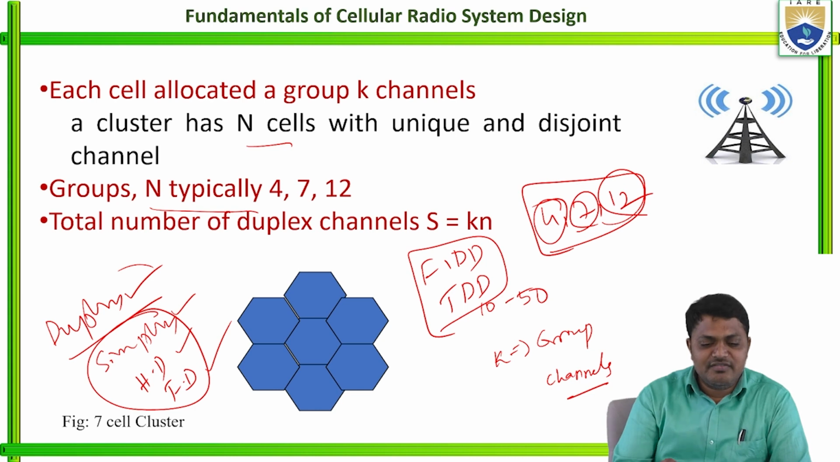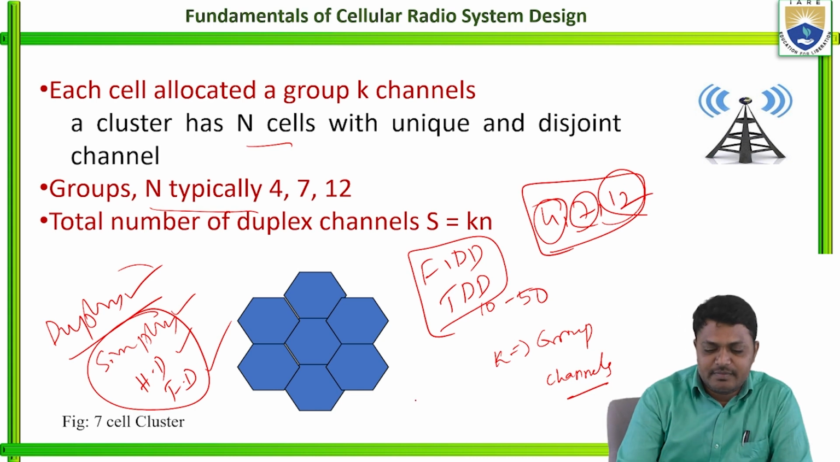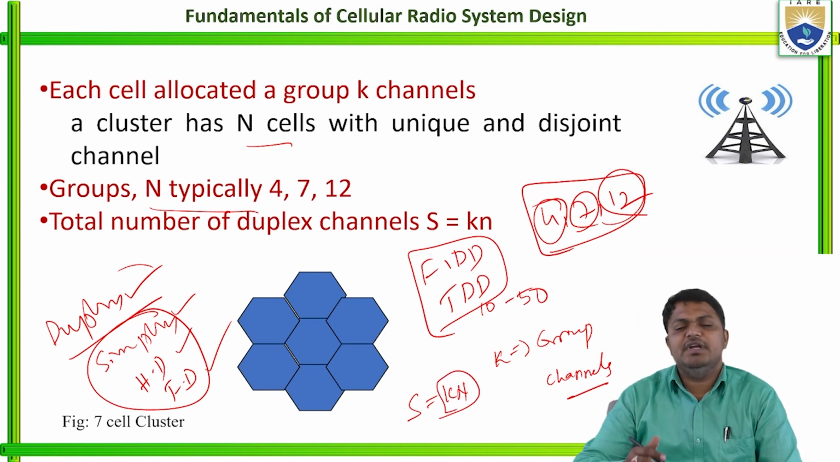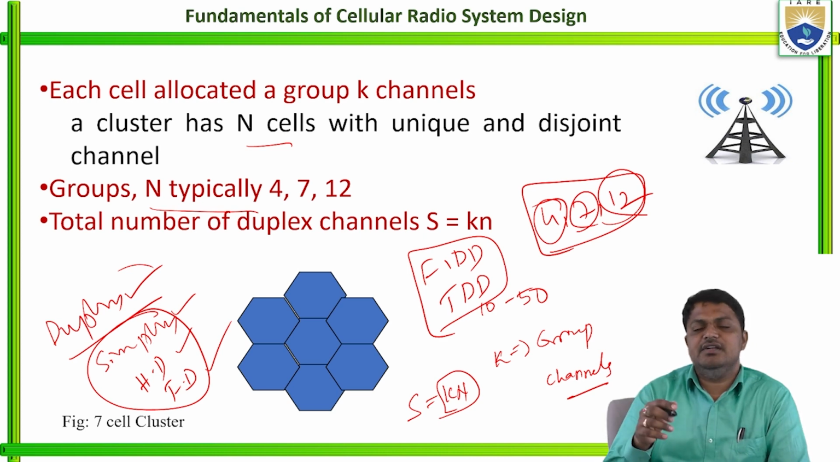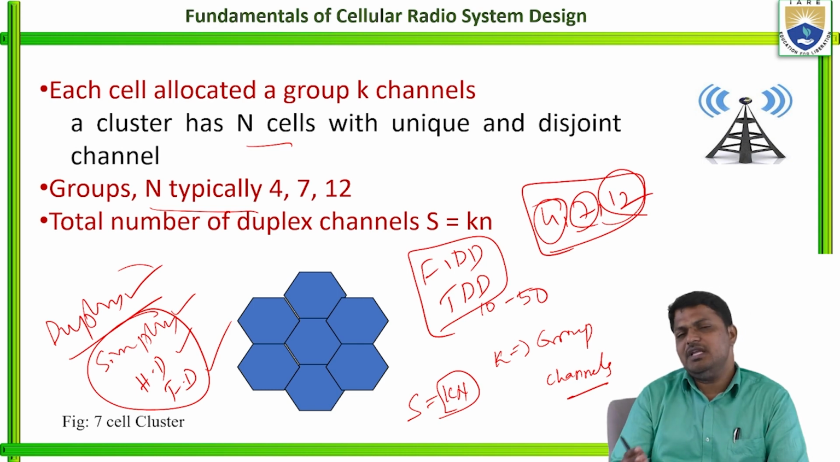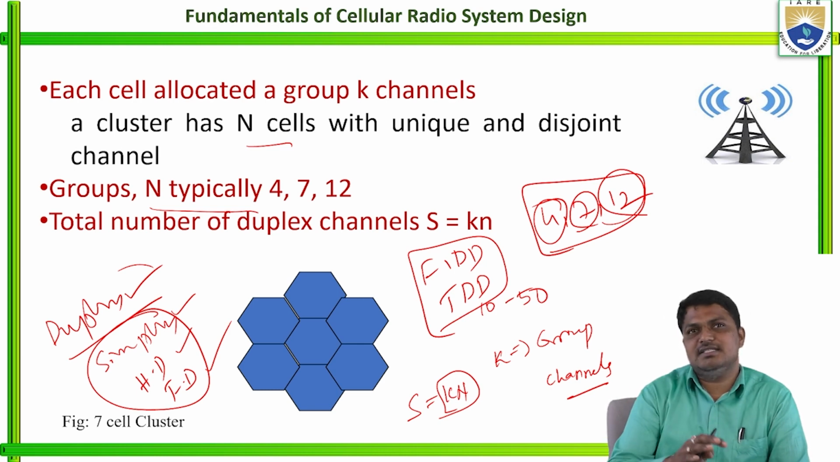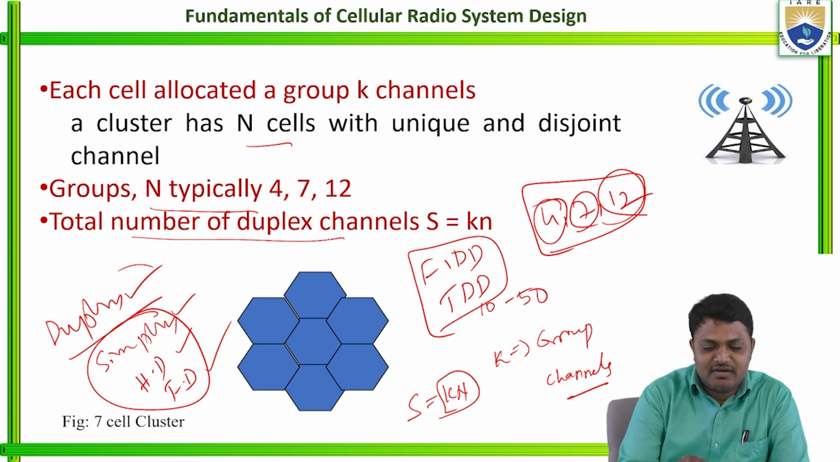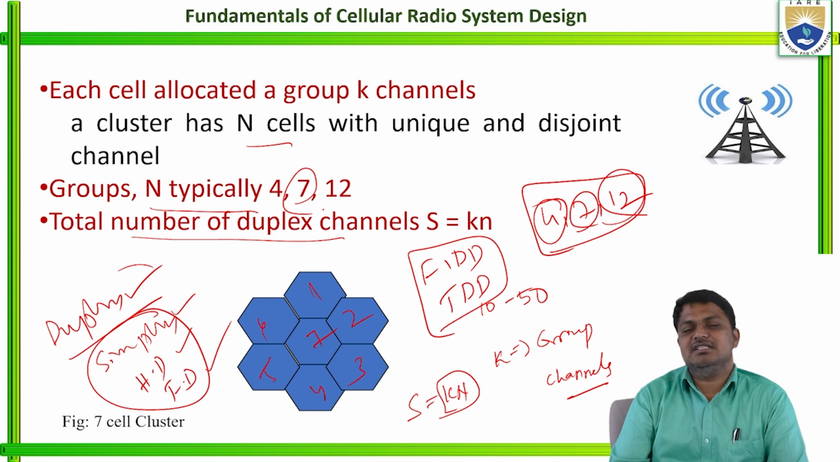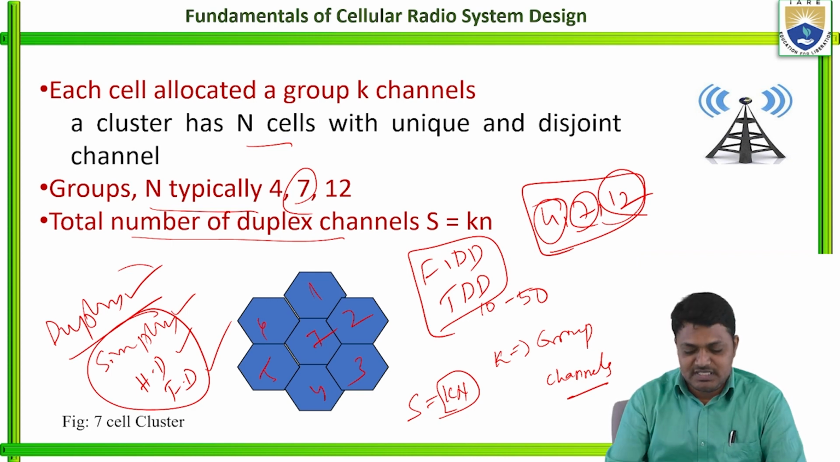The number of duplex channels is calculated by S = K × N. We already know that K is the group of channels allocated to each cell, and N is the cluster number, that is, the number of cells in the cluster. This gives the total number of duplex channels. For example, cells 1, 2, 3, 4, 5, 6, and 7 together form a cluster, a 7-cell combination cluster.